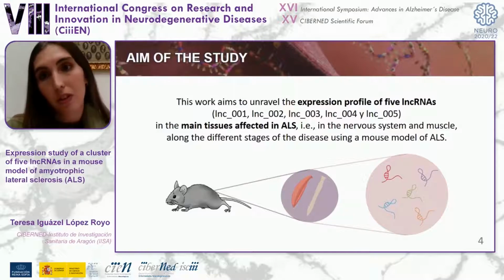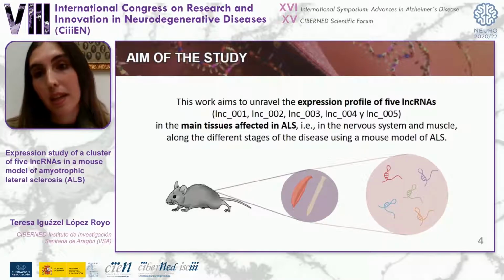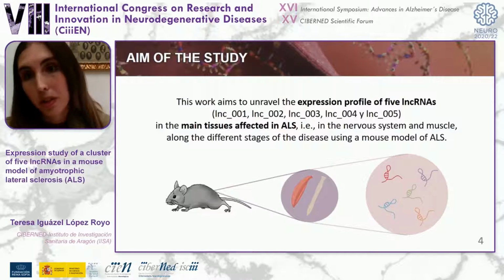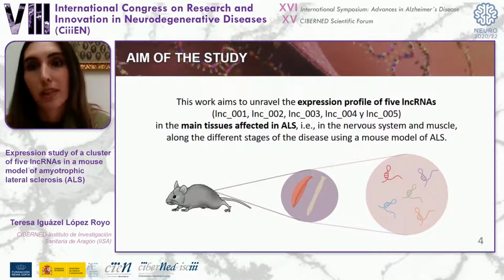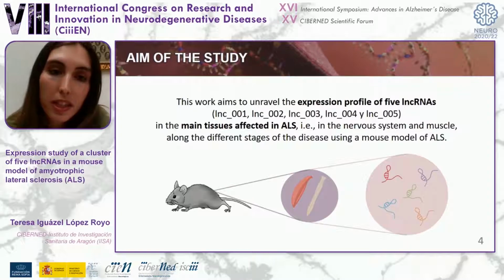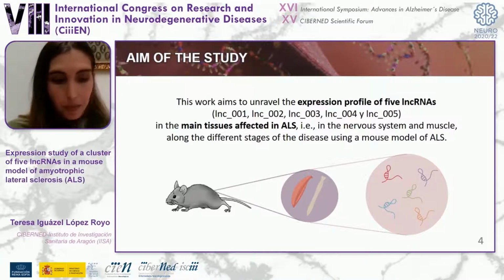So with this background, we set the aim of this study, that is to unravel the expression profile of 5 non-encoding RNAs in the main tissues affected in ALS. That is to say, the nervous system, particularly the spinal cord, and muscle, where specifically we will look at the quadriceps, along the different stages of the disease using a mouse model of ALS.